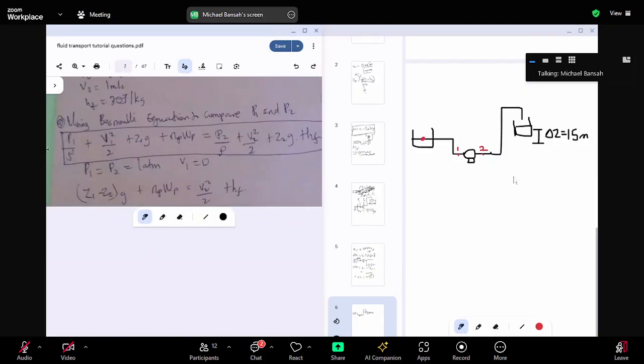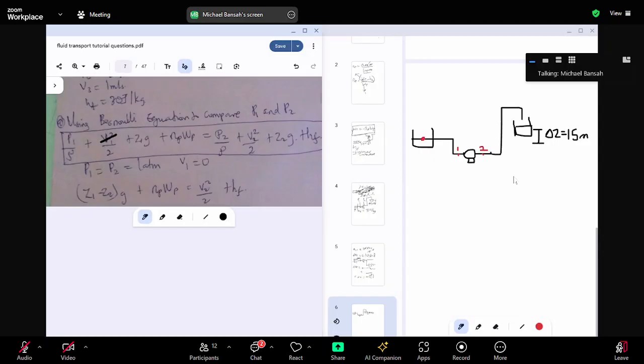Let's come back to the Bernoulli equation. I have to know this pressure. Sorry, I have to know this velocity. I think the velocity for 1 was given, that it was 1 meter per second. They said the velocity in the suction line is 1 meter per second. So I have that, so it won't be much of a problem.